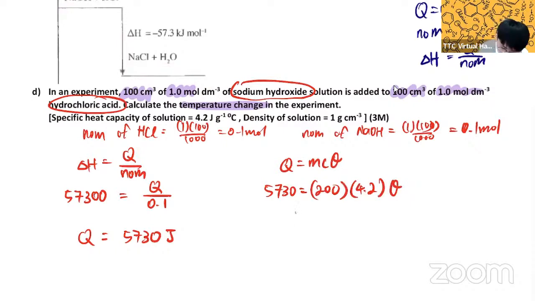So your theta equals, guys, 6.82. Okay, because a thermometer can only measure one decimal place, so it's best to put one decimal place. If you put 6.82, the teacher might mark you wrong, even though it's from calculation. So you must put your decimal place according to the maximum that your apparatus can measure.